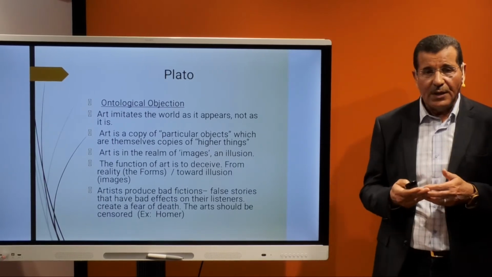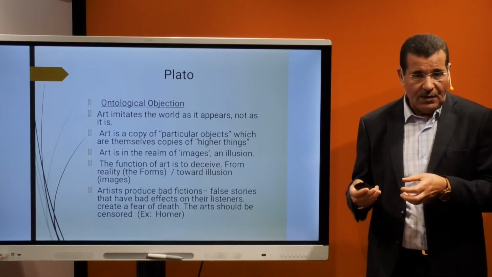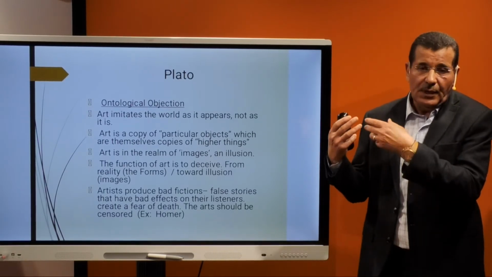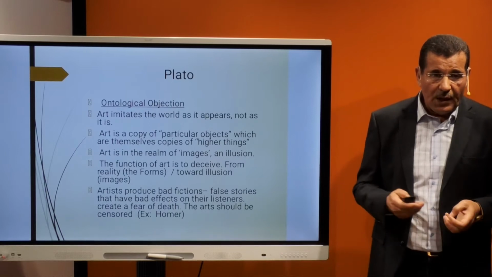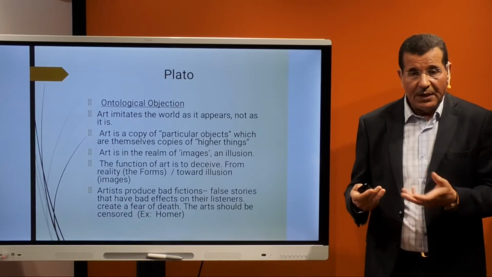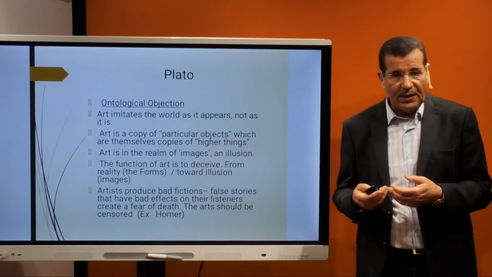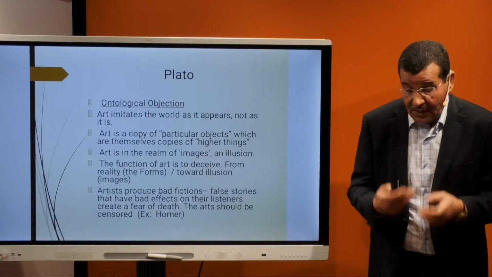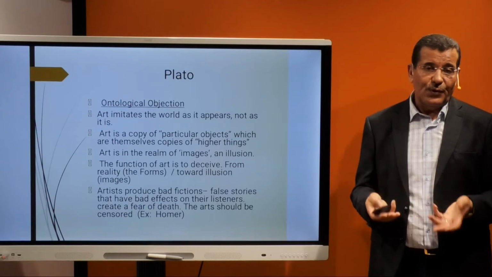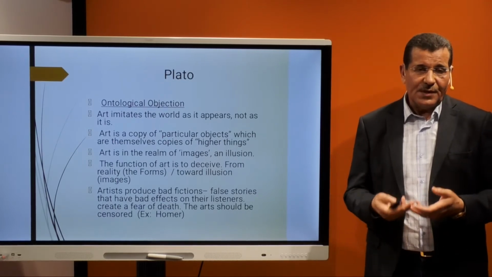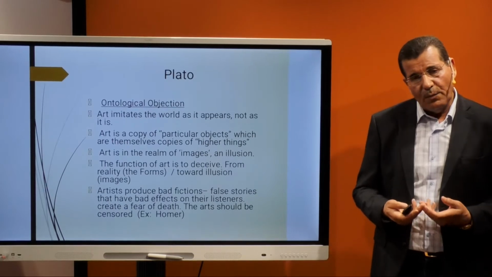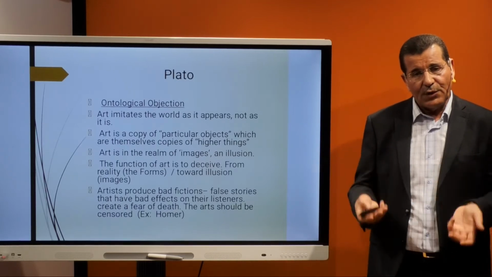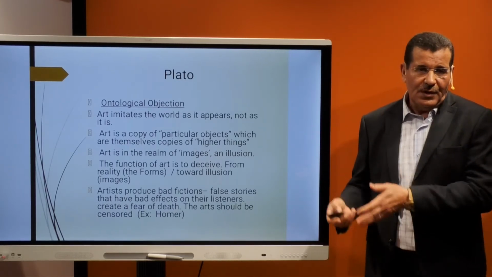And so for Plato here, the function of art is to deceive from reality and to guide the observer, the reader, into a realm of illusion and false images. While artists produce, for him, bad fiction, false stories that have bad effects on their listeners and create fear of that. That's why he said that art should be censored. And so he was the first philosopher to censor art. For example, Homer's Iliad and Odyssey were banned for him because they are telling false stories and they are not good for the next generation.